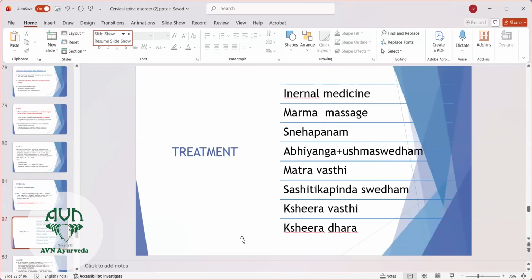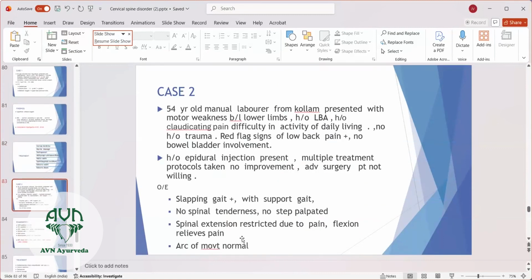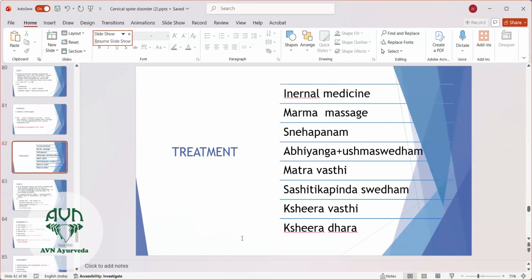In short, the treatment I gave was internal medicines, Asana Saptaka and Simhanada Guggulu, and Marma massage as well. Snehapana was also done with Indukanta Ghrita, Abhyanga with Ushma Sweda, Matra Basti for 7 days, Shashtika Pindasweda for 7 days, Shirobasti for 7 days, and Shirodhara for 7 days. At the time of discharge, the patient had improved his symptoms step by step, and he was able to move without any support.